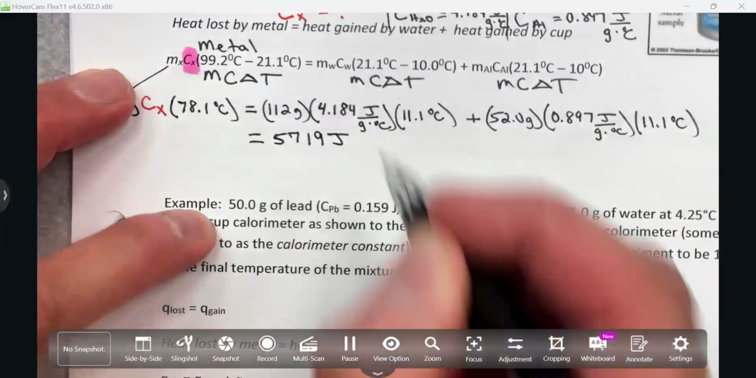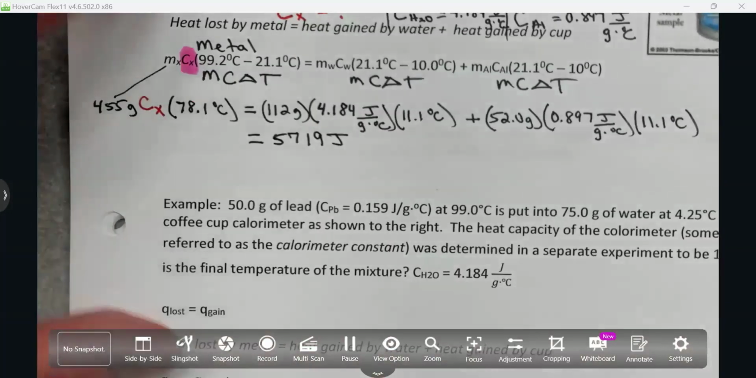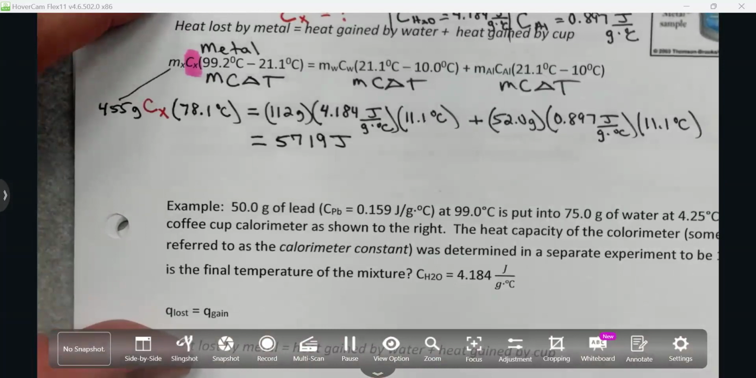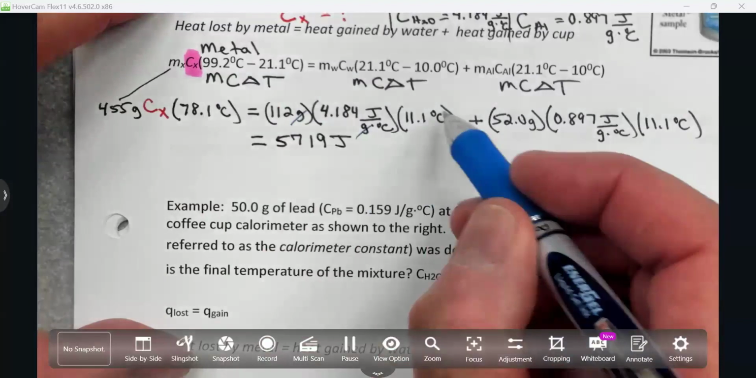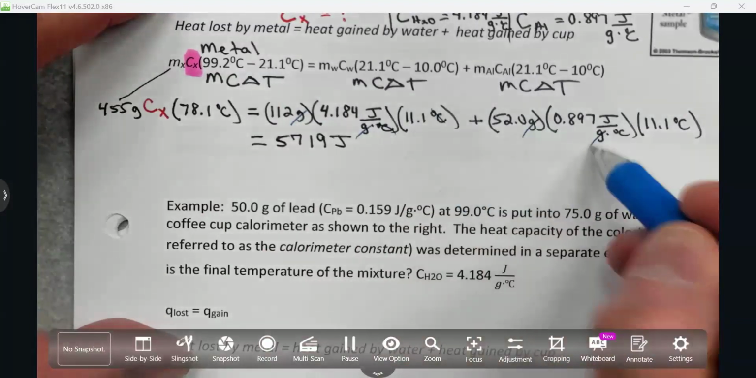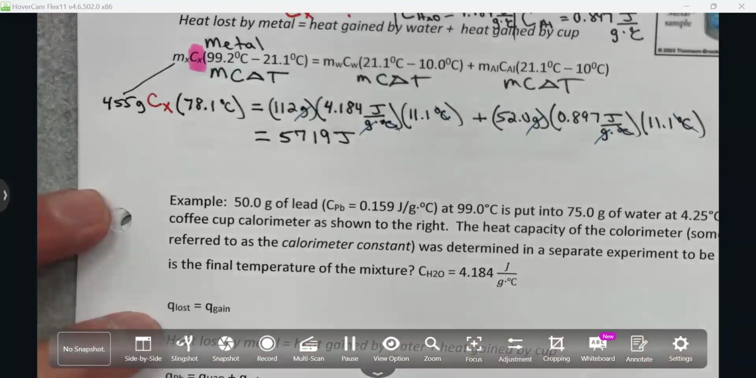57.19 joules. All my chickens, pigs, and cows are accounted for. Right, my grams are going to cancel out here. And my degrees Celsius, grams, degrees Celsius. 59.7 there.